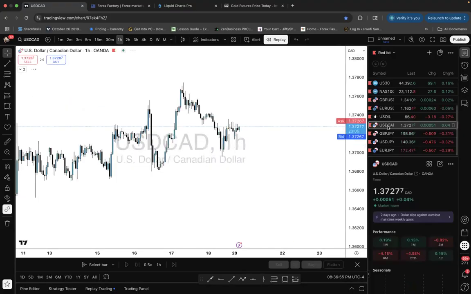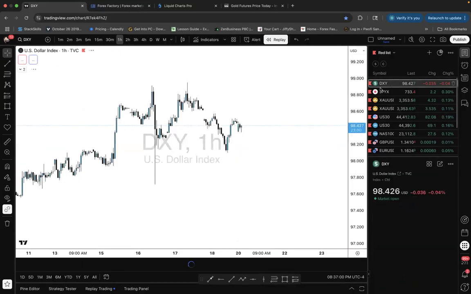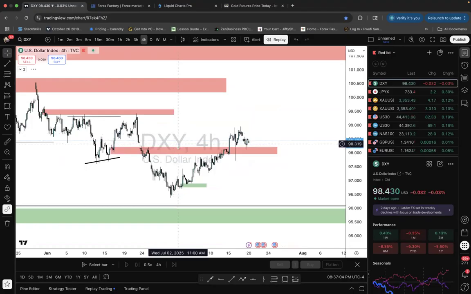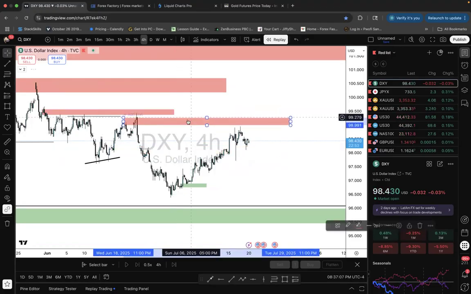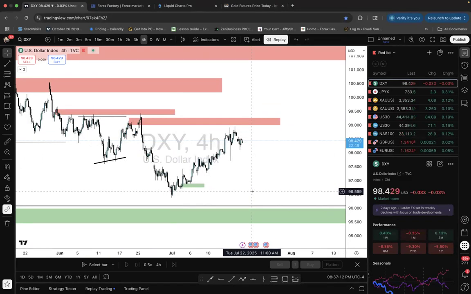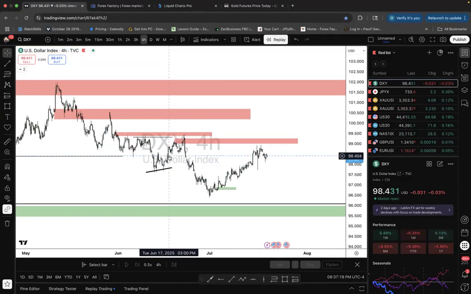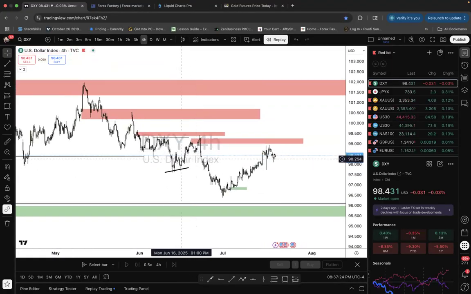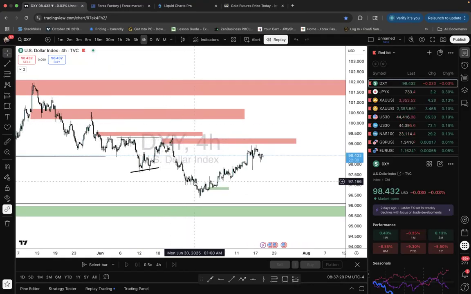Let's talk about the dollar index. I think price is making its way back to the supply zone, so it could sell off a little bit more. This is what the structure has been giving. Dollar will buy, make it to supply, sweep, sell back down.